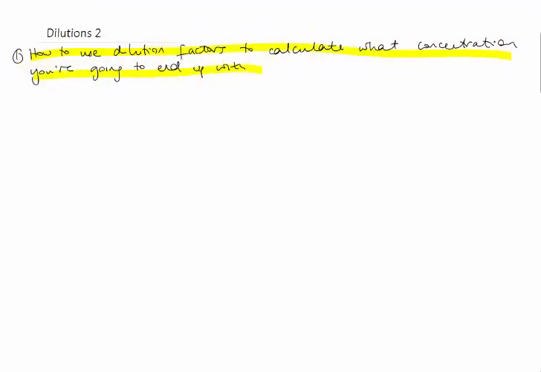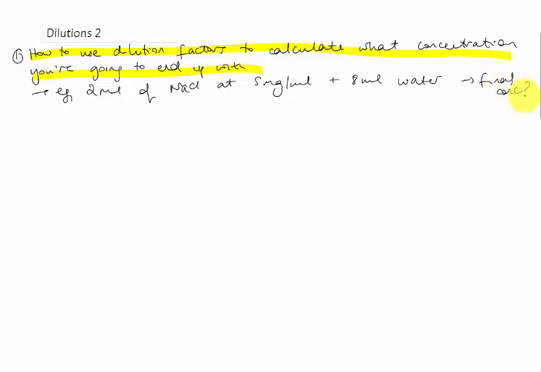Okay, so let me show you what I mean with an example. So for example, if we've got 2 milliliters of NaCl at a concentration of 5 milligrams per milliliter, and we add that to 8 milliliters of water, what is the final concentration? So how do we go about calculating that?